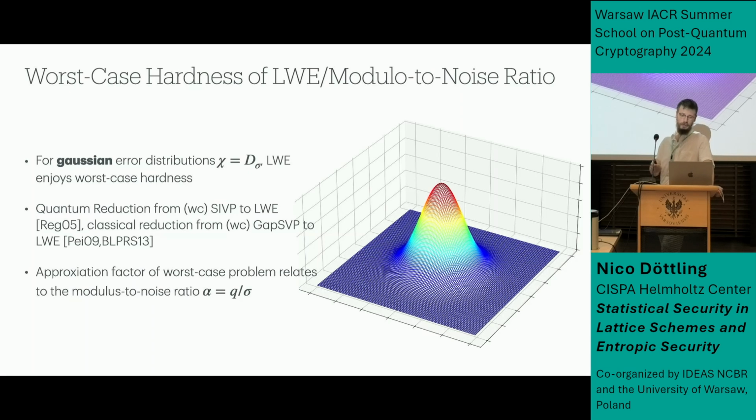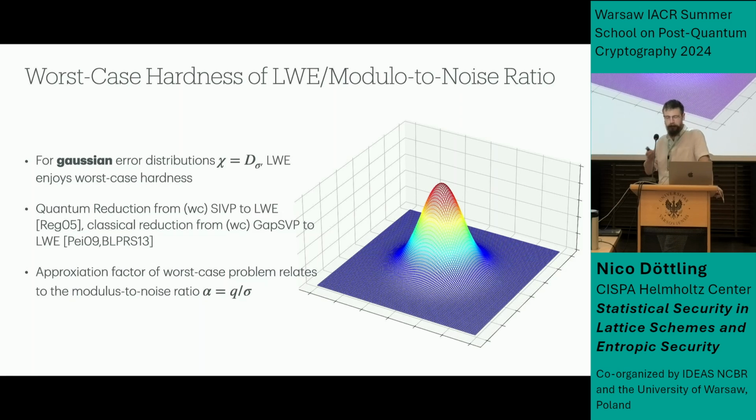which corresponds to the approximation factor of the underlying worst case lattice problems, right? So I said we're working over ZQ, and now this error distribution chi, if it's a Gaussian, it's parameterized by some parameter sigma, essentially a slightly scaled standard deviation of this Gaussian, and it kind of tells us how much trust we should have in this LWE instance that we have, right?